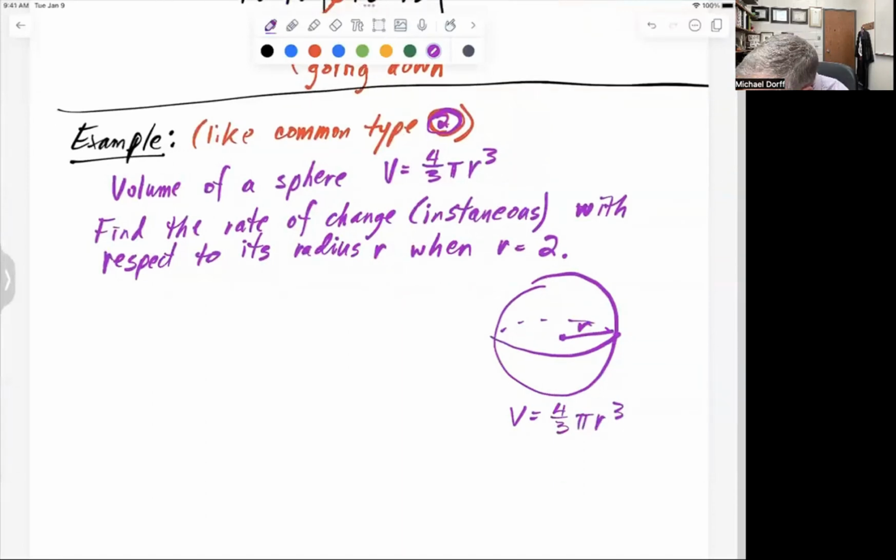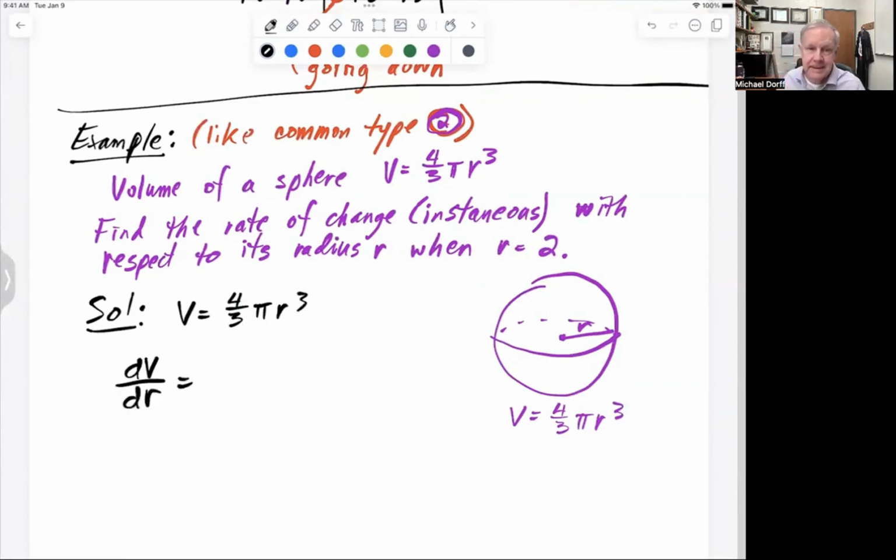All right, so we'll go back to black now for our solution. You're supposed to find the rate of change. That's the derivative. So I'm given my formula V equals 4/3 pi r cubed. I'm supposed to find the derivative of that with respect to the radius, so I write that as dV/dr. The V tells me what formula I'm using. The r tells me what my variable is.